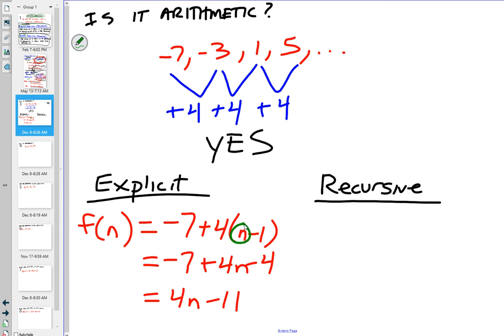0 minus 1 is -1. -1 times 4 is -4. What's -7 plus -4? No, -7 minus 4? -11. A more visual way of thinking of it: we consider this to be our first number, the -7. Well, if there was a 0 number, that would have come before. If we were to go backwards and instead of adding 4, we were to take away 4, what number would have been before that -7? -11.